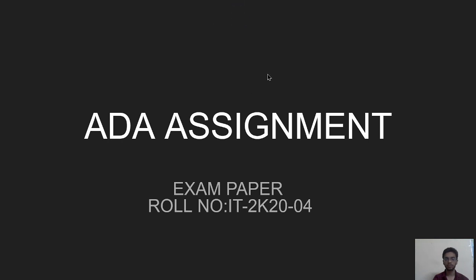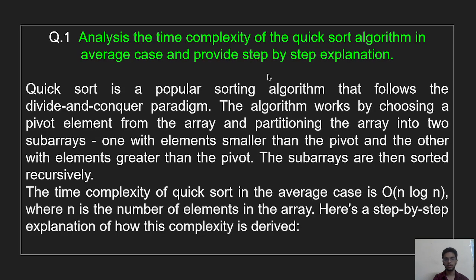This is the solutions of all my question papers. So the first question is: analyze the time complexity of the quicksort algorithm in average case and provide step-by-step explanation.